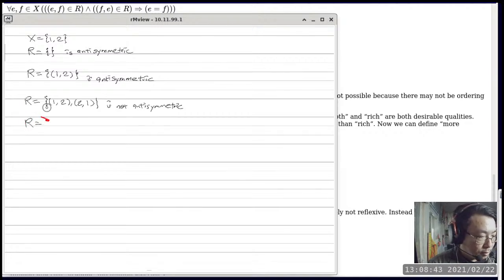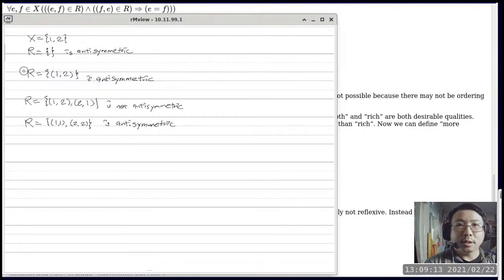Let's look at another example. What about if we got (1, 1) and (2, 2) in this relation? Is this one antisymmetric? It is antisymmetric. Very good. So now the way we think about this is, can we make this conjunction true? Because if you cannot make the conjunction true, then the relation is going to be antisymmetric. The only time it cannot be antisymmetric is when you can find a case to make the conjunction true but the equality false.